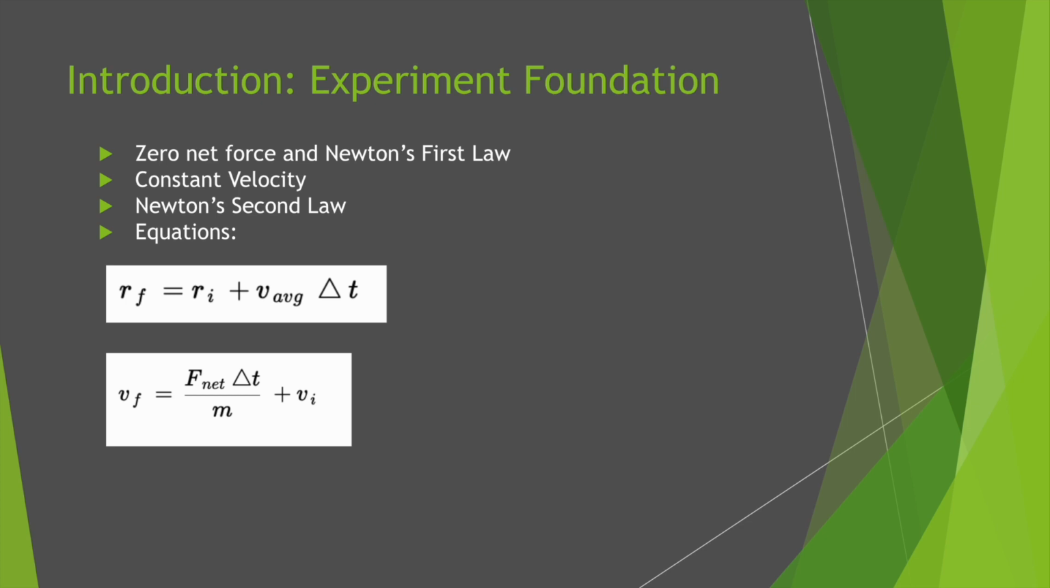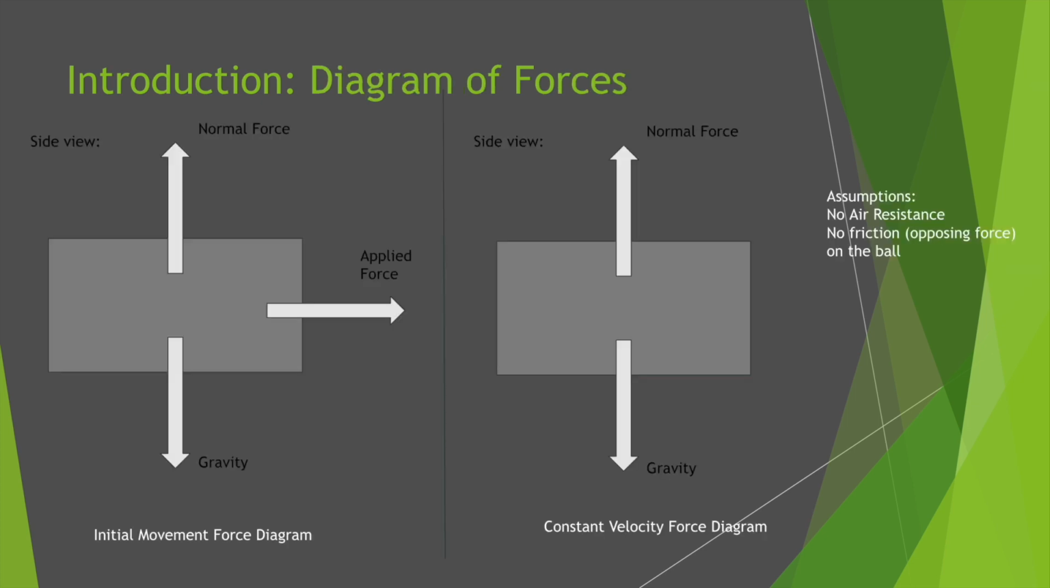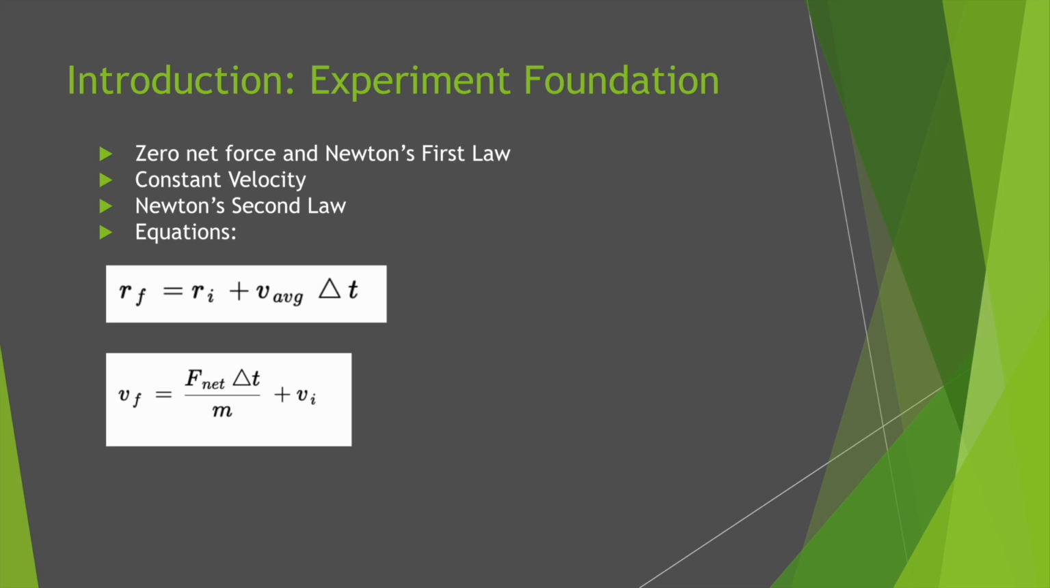These both go hand in hand, and the two equations we'll use are the position update equation: position final, r_f, equals position initial plus the average velocity times the change in time. And then the final velocity equals the net force times the change in time over mass, plus v initial. Because net force is zero, there will be no change in velocity, so v_f will equal v_i. And we'll see that more in the code.